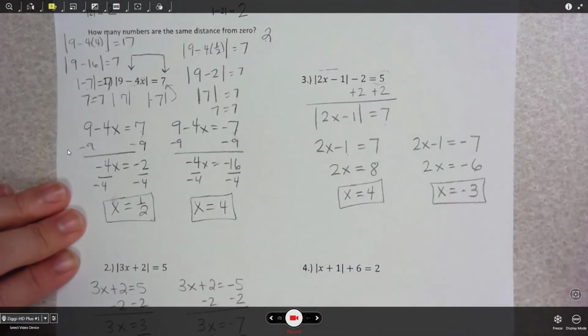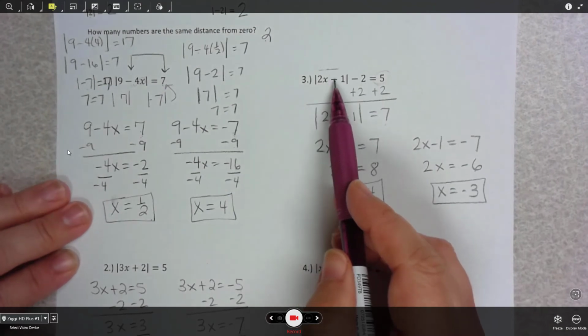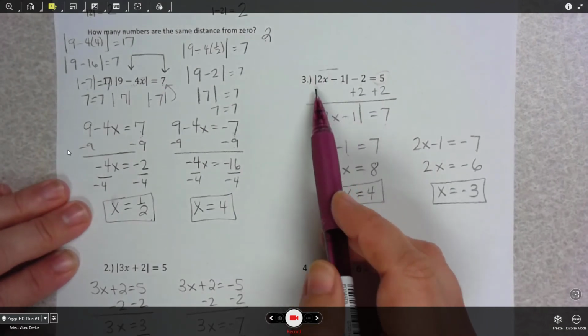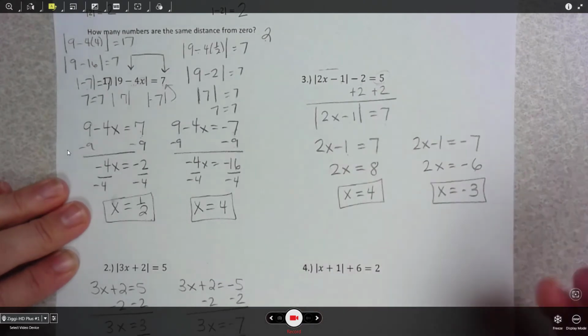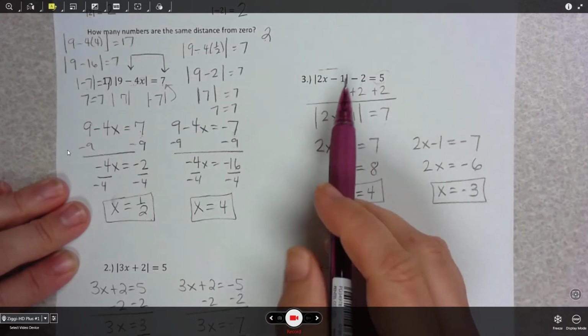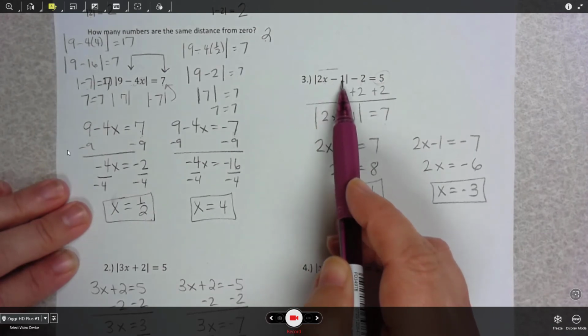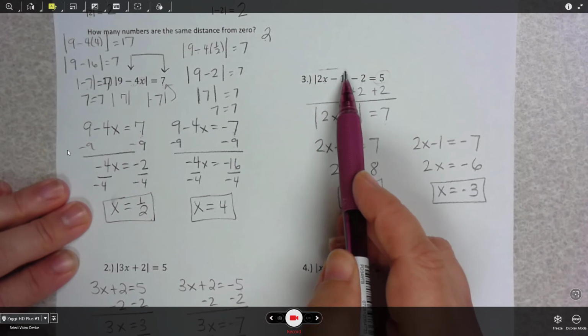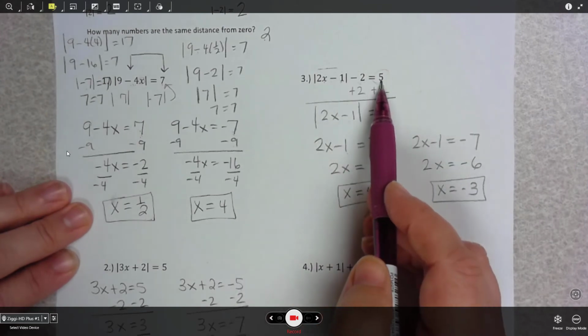Then go back and verify that that works. So 2 times 4 is 8, minus 1 is 7. The absolute value of 7 is 7. I take 2 away from it, I get 5. Next I fill in a negative 3. 2 times negative 3 is negative 6. Minus 1 is negative 7. The absolute value of negative 7 is 7. I take 2 away and I get 5.